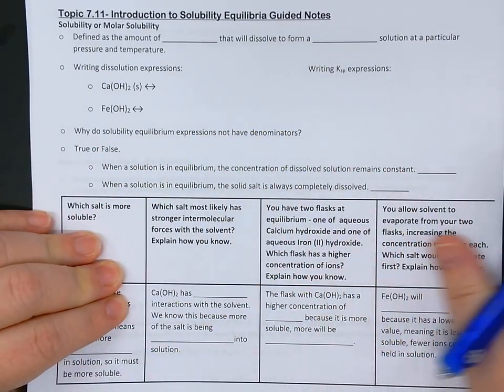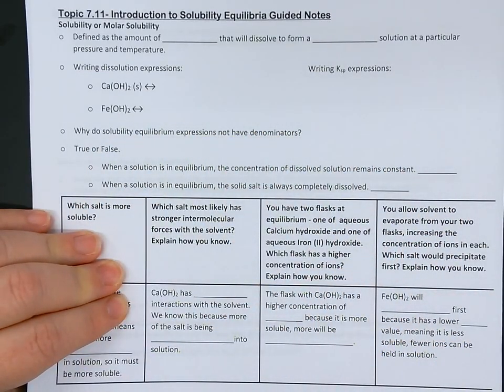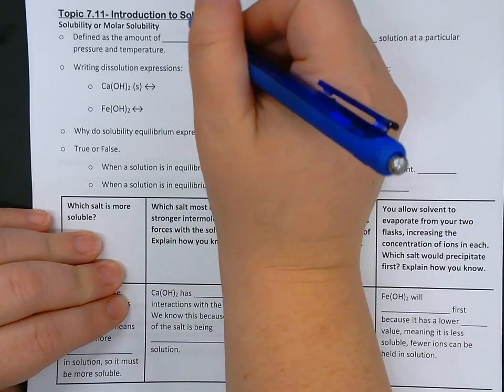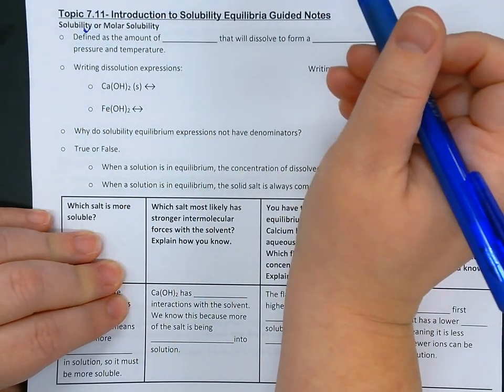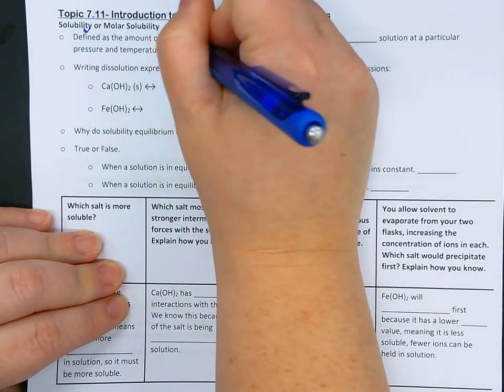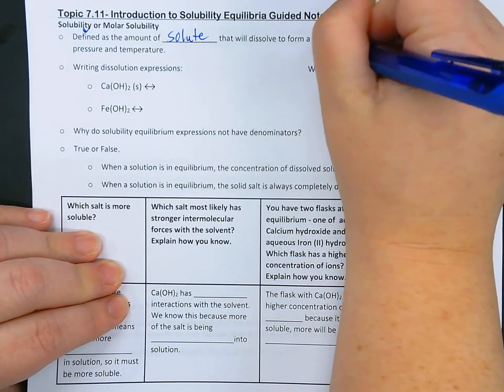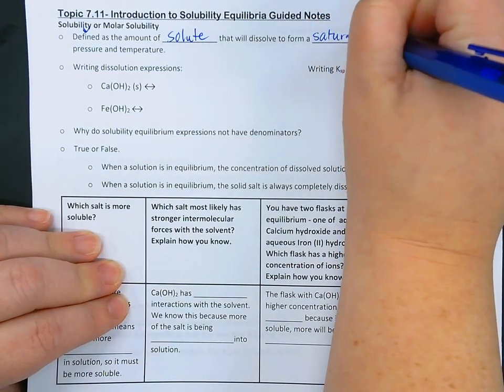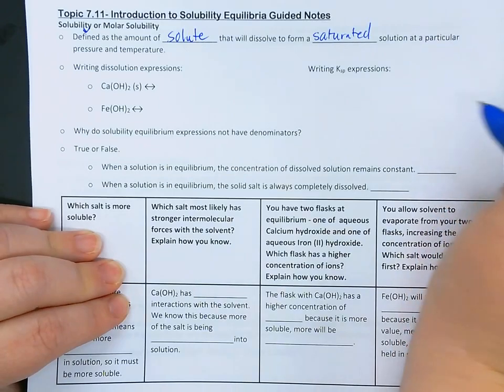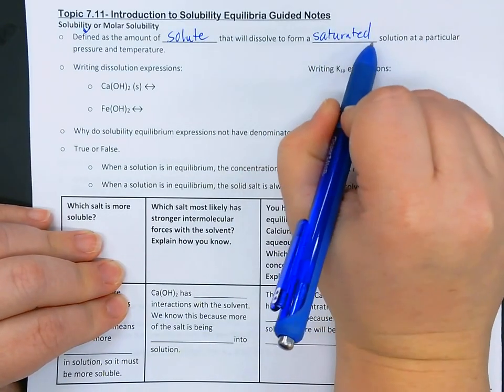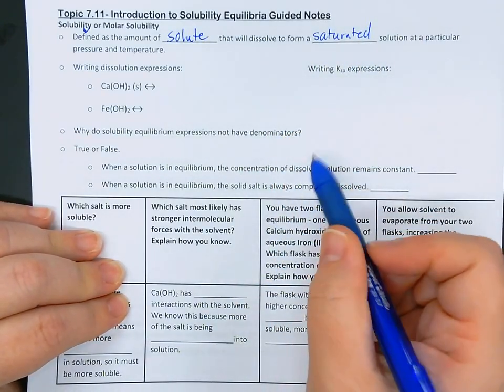So we are defining solubility. Solubility is defined as the amount of solute that will dissolve to form a saturated solution at a particular pressure and temperature. So we're going to talk more about what saturated means in a minute.